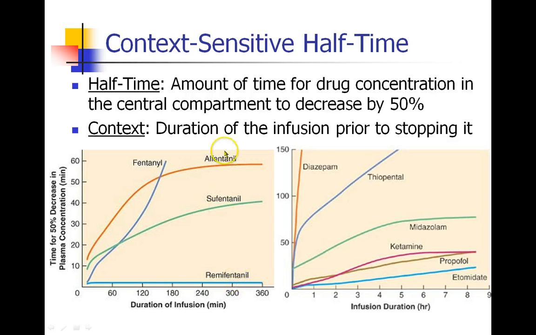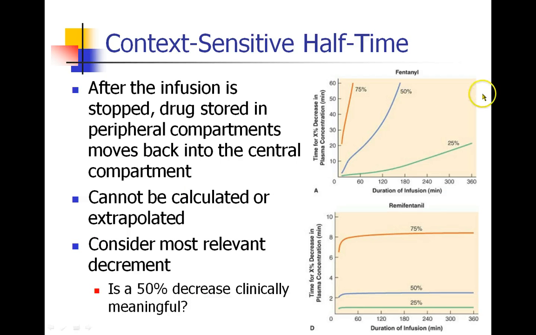And we can do this not just with opioids, but with other IV medications as well, and each of them has a context-sensitive half-time. Now, when we talk about context-sensitive half-time, like we said, what we're describing is this phenomenon where the drug that's in the peripheral compartments starts reinfusing back into the central compartment. So the more drug that builds up, usually because it's a lipid-soluble drug, the higher the context-sensitive half-time is going to be. And you can't really calculate this, you can't extrapolate it. It's something that needs to be measured experimentally.